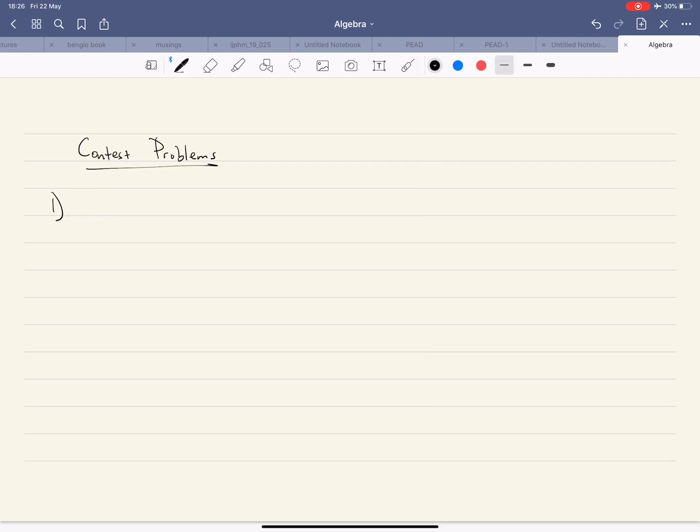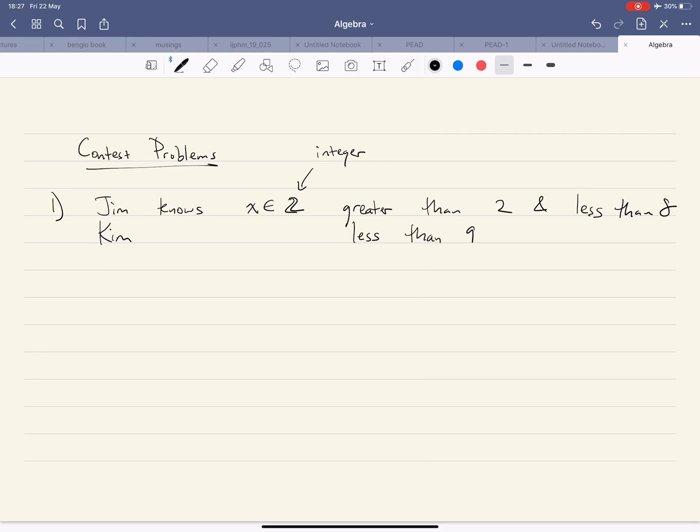Jim knows that x is an integer greater than 2 and less than 8. Remember that this Z means integer. Okay, and Kim knows x is an integer less than 9 and greater than 4.